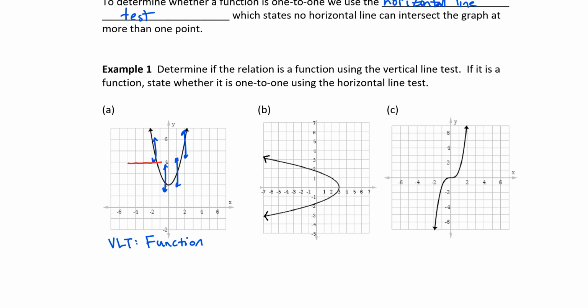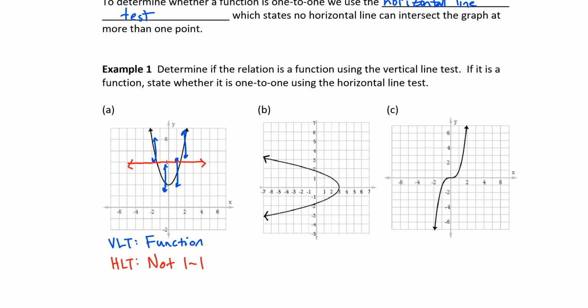So I'm going to attempt to construct a horizontal line to see if it can intersect in more than one point. And notice we have found a horizontal line that intersects in more than one point. This means it is not one-to-one. It is a function, but it is not one-to-one.